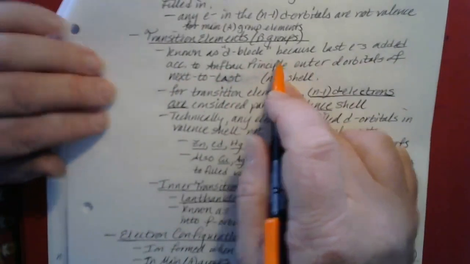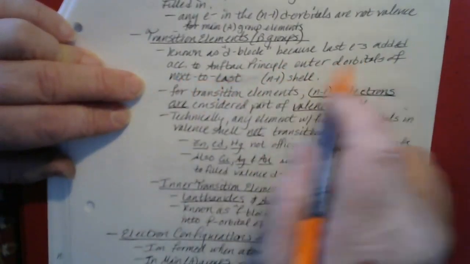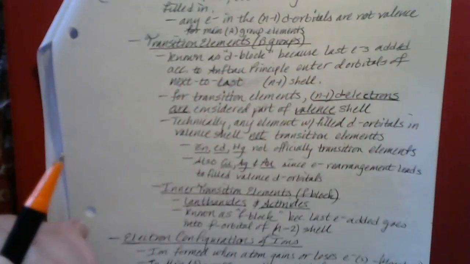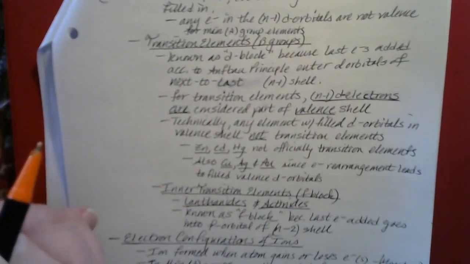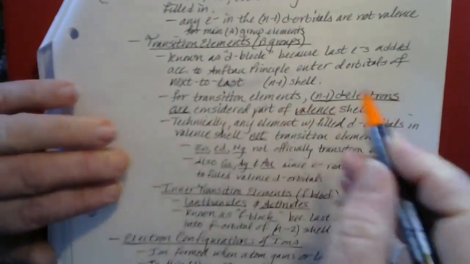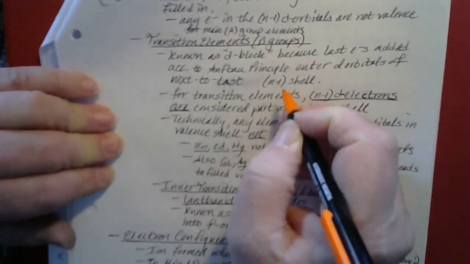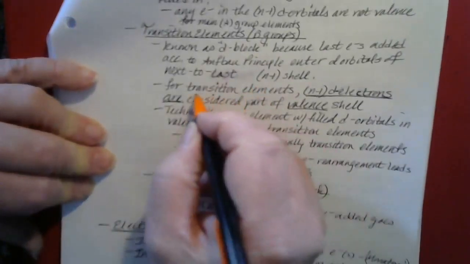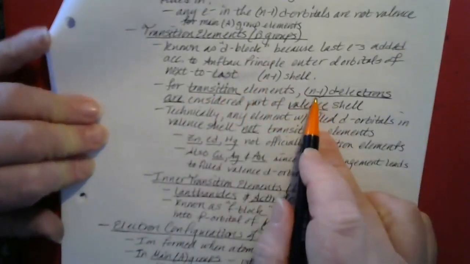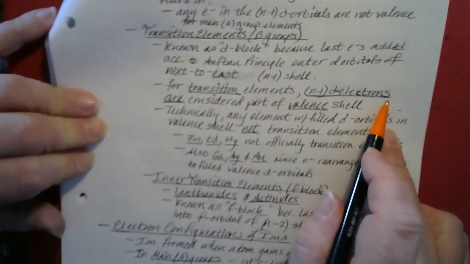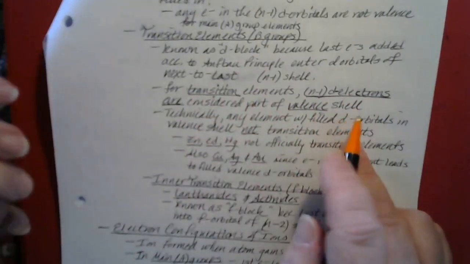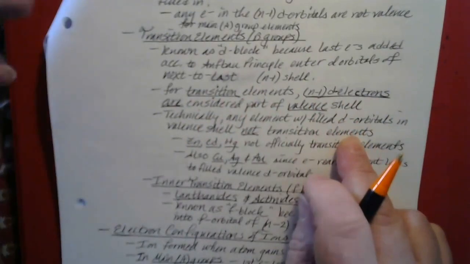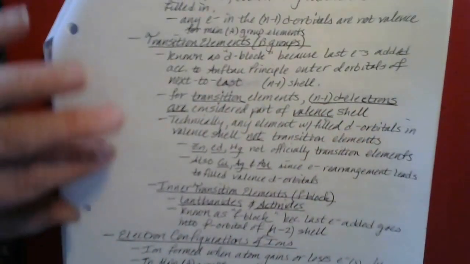Okay. For the transition elements, where we call the D block, the last electrons added according to the Aufbau principle will enter the d orbitals of the next to last shell, or n-1, the n-1 shell. For the transition elements, the n-1 d electrons are considered to be part of the valence shell along with the ns electrons that were filled right before them.